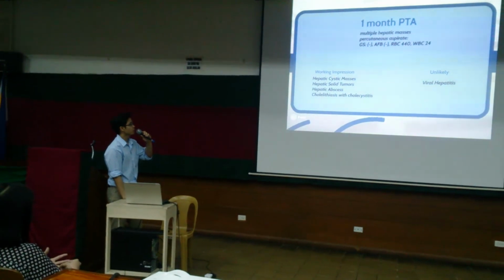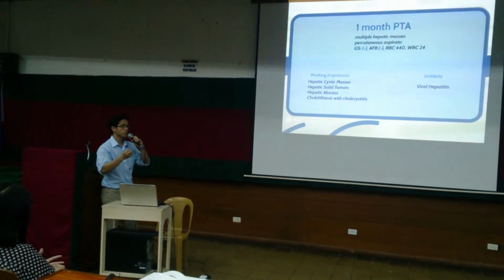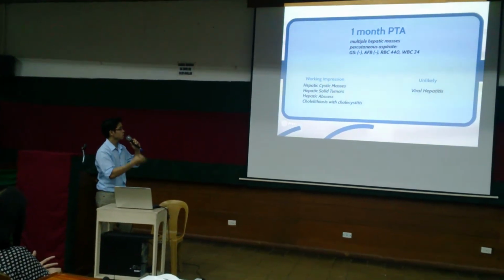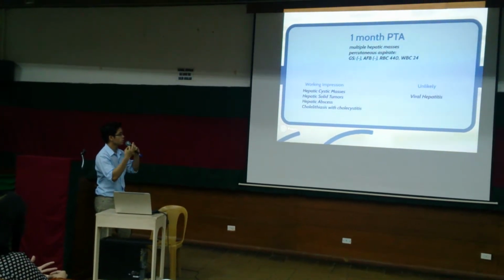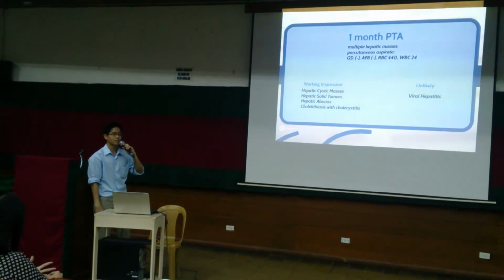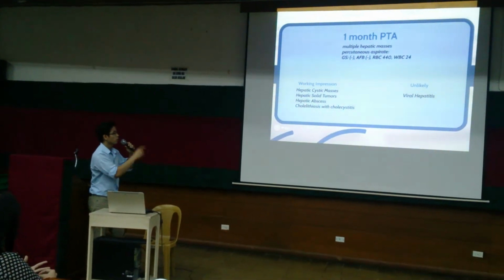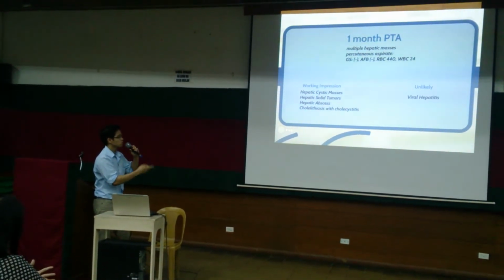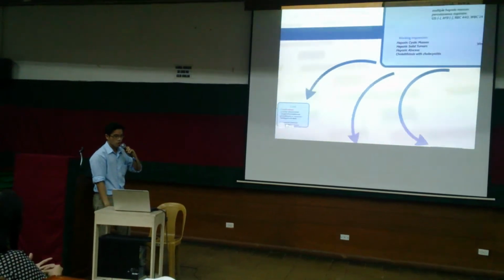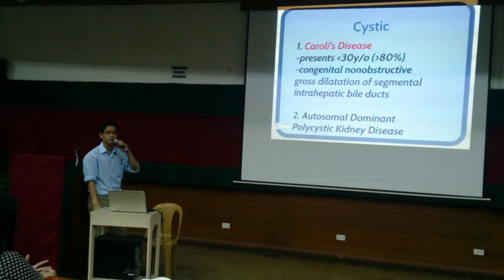Currently, my working impression is as follows. We could consider hepatic cystic masses, solid tumors, and abscess, and we could still consider cholelithiasis with cholecystitis. Let us work through one by one the differentials of a cystic mass, solid tumors, and abscess. Let's start first with the differentials of a hepatic cystic mass.